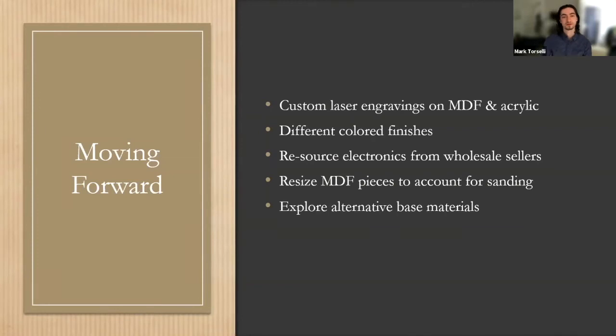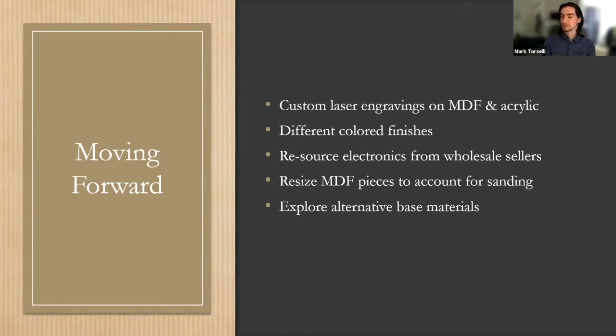So moving forward, if Chessboard Electronics were to live on, the first thing we'd like to do is add custom laser engravings on the MDF and acrylic, which we did plan to do and just didn't have time for. So as we are cutting out those pieces, we can add on custom words and logos and things like that for it to etch in as it's already cutting the pieces, which we could charge more for if we wanted to increase our profit margin a bit without much extra work.